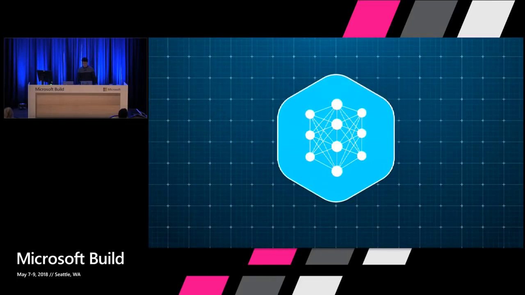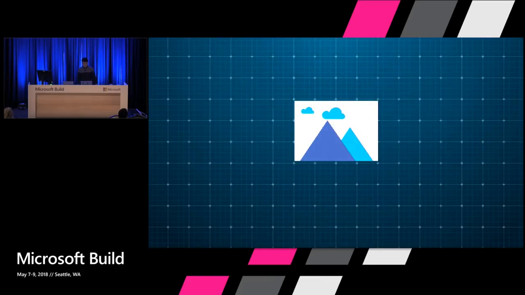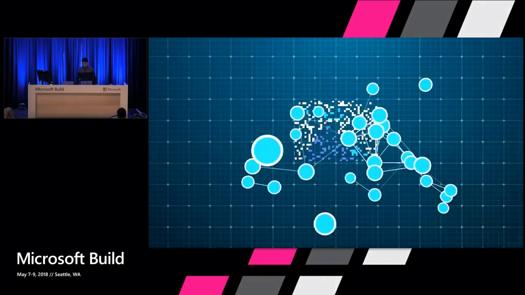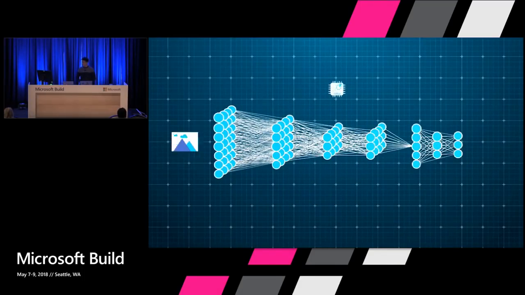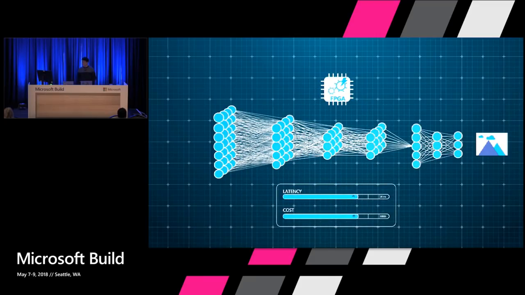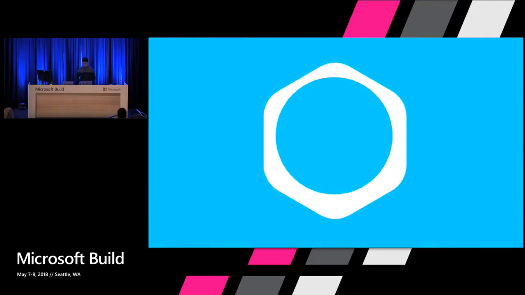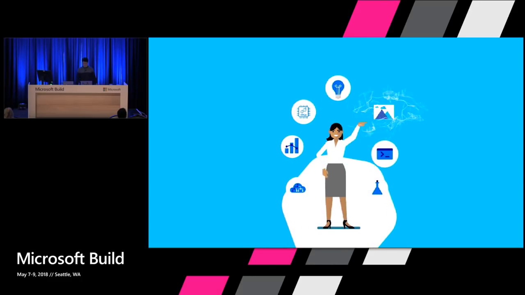ResNet 50 is an industry-standard image classification model. Processing one image requires nearly 8 billion operations. Project Brainwave leads the industry in speed on ResNet 50 models with under 2 milliseconds per image, with image classification that can be customized with your data.